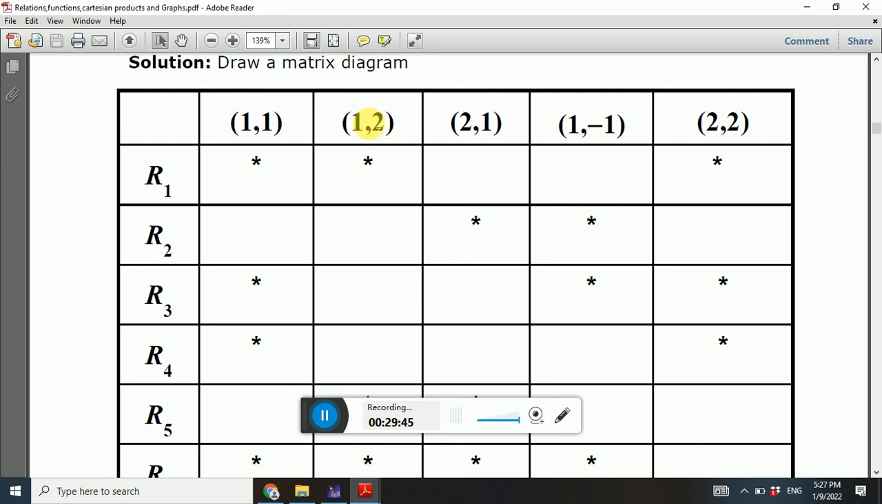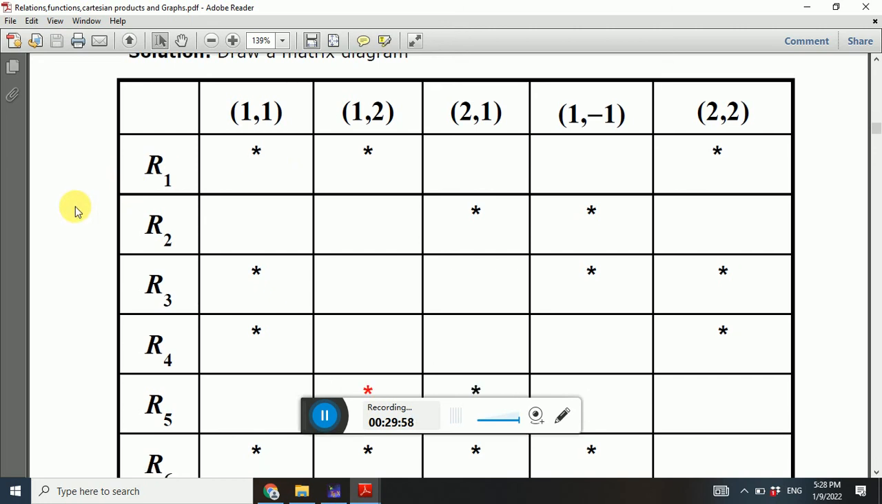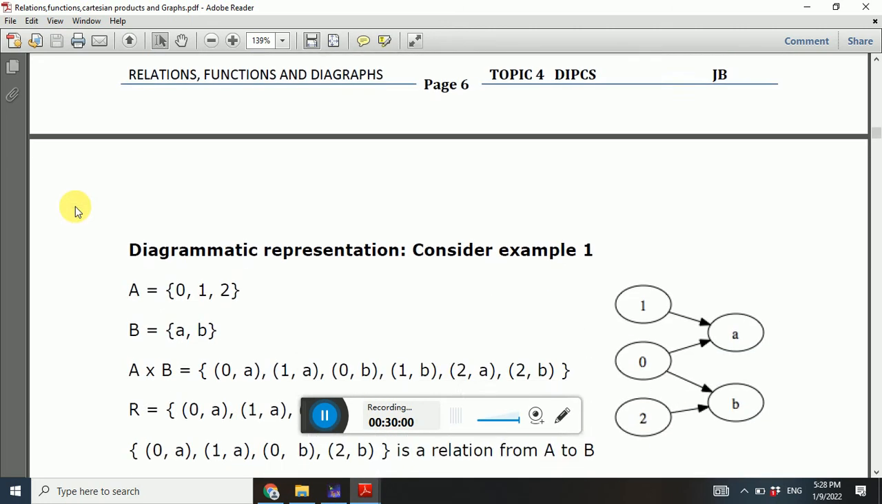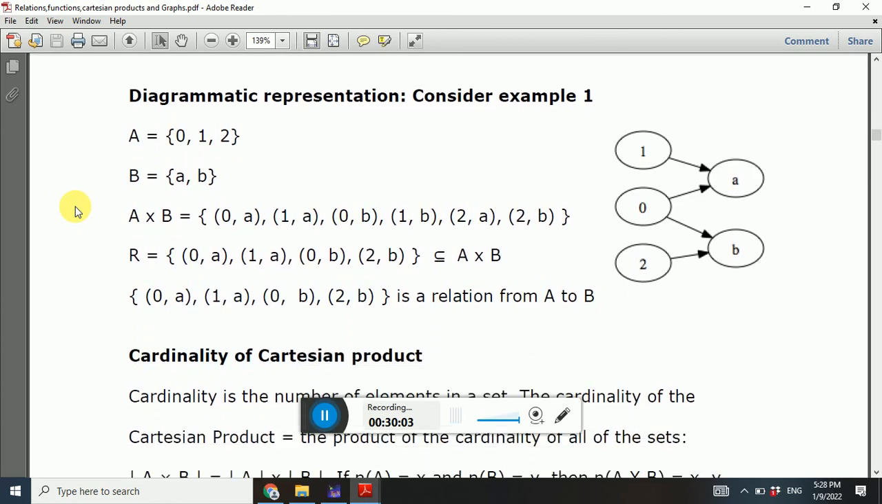I want you to try for these other pairs (1, 2), (2, 1), (1, -1), and so on. Where there is a star, that is where the relation is being satisfied. Okay, yeah, so that's also another exercise for you.